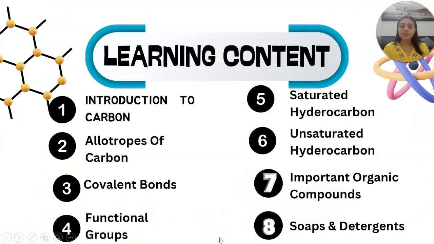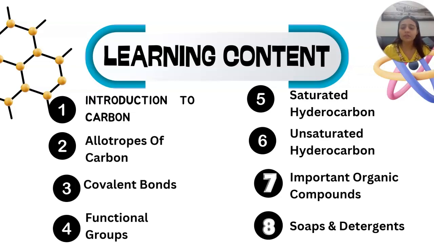As the name suggests, first we are going to have a quick introduction to carbon. What is carbon? Then we are going to see certain allotropes of carbon. Before that, we are going to see various features or characteristics of carbon. And then we are going to see the covalent bonds, functional groups, followed by saturated and unsaturated hydrocarbons. Then we will learn some important organic compounds, followed by soaps and detergents. In this way, we can cover acids and bases and metals and non-metals, both, in a video on it.